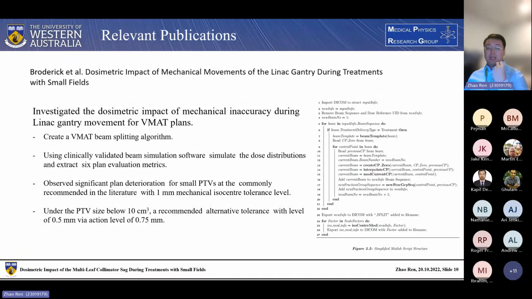He created a VMAT beam splitting algorithm using clinically validated beam simulation software to simulate the dose distribution and extract a 6-plane evaluation matrix, and also observed significant plan deterioration for small PTVs at the 1 millimeter mechanical isocenter tolerance level commonly recommended in the literature. In conclusion, for PTV sizes below 10 cubic centimeters, an alternative tolerance level of 0.5 millimeter with an action level of 0.75 millimeters is recommended.